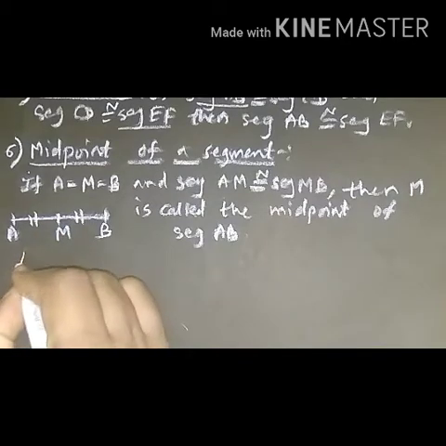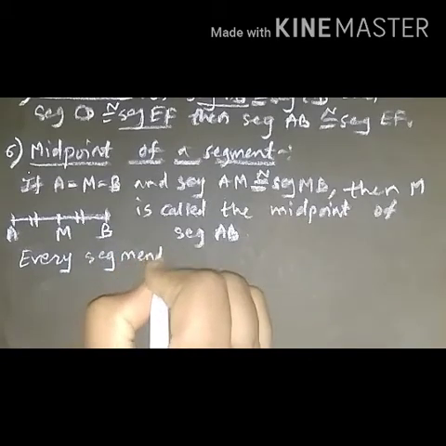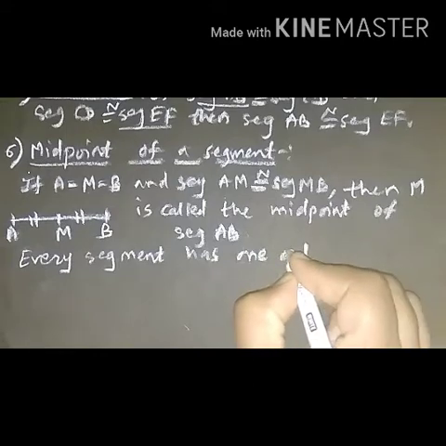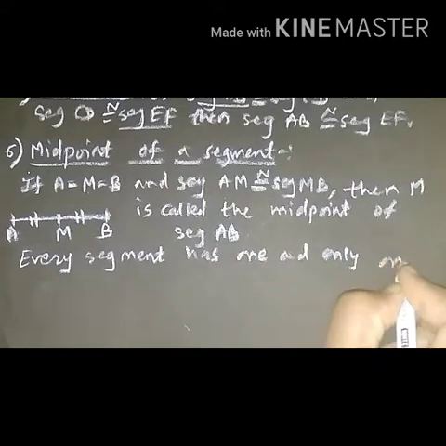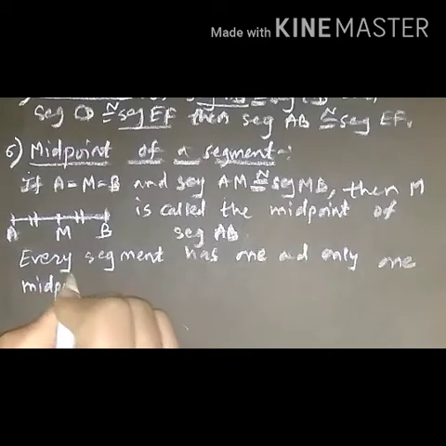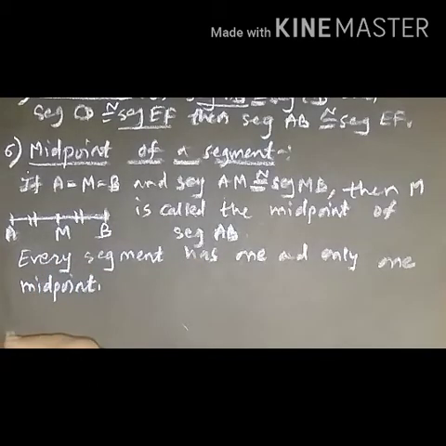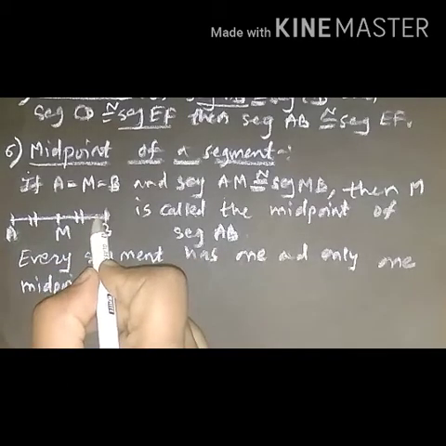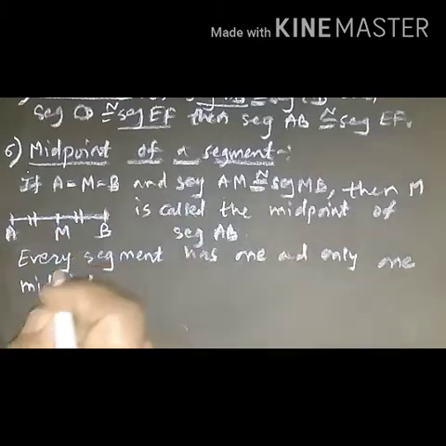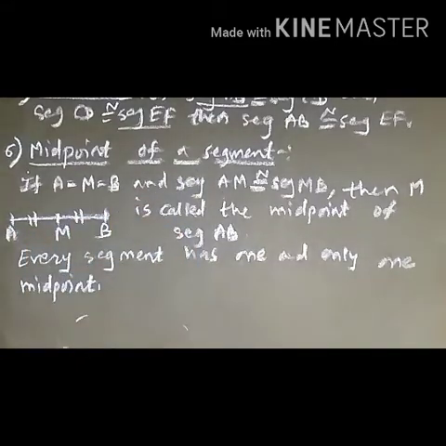So here we can write, every segment has one and only one midpoint. Segment AB has only one midpoint, that is point M. Suppose AB is given and we have to find AM or MB. We can find it, because AM is half of AB.